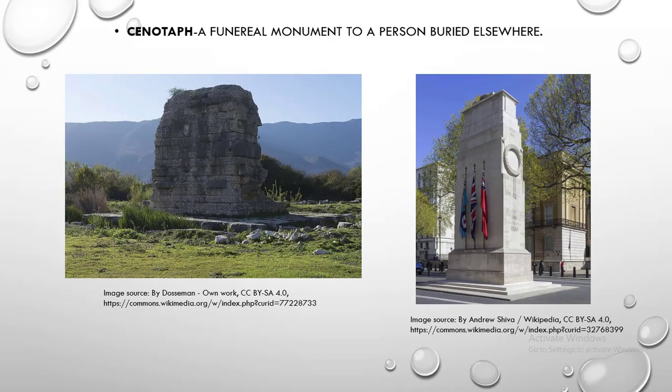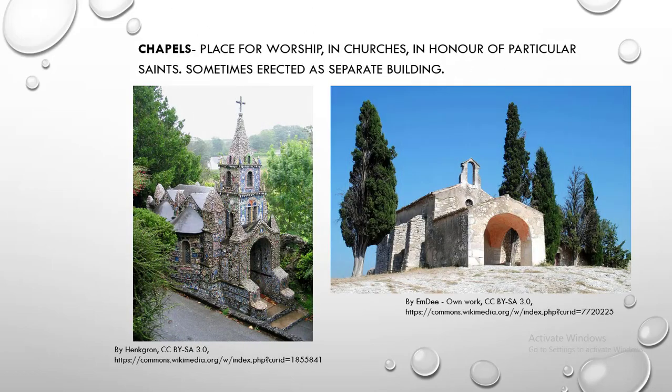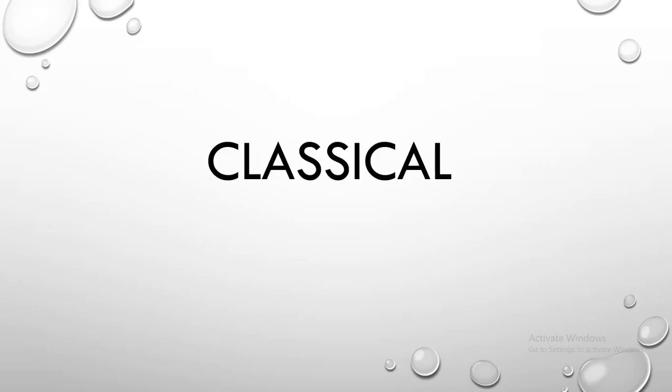Cenotaph. Cenotaph is a funereal monument to a person buried elsewhere. Chancel. Chancel is the space for clergy and choir, separated by a screen from the body of the church, more usually referred to as the choir. Chapel. Chapel is a place for worship in churches, in honor of particular saints. Sometimes erected as a separate building.